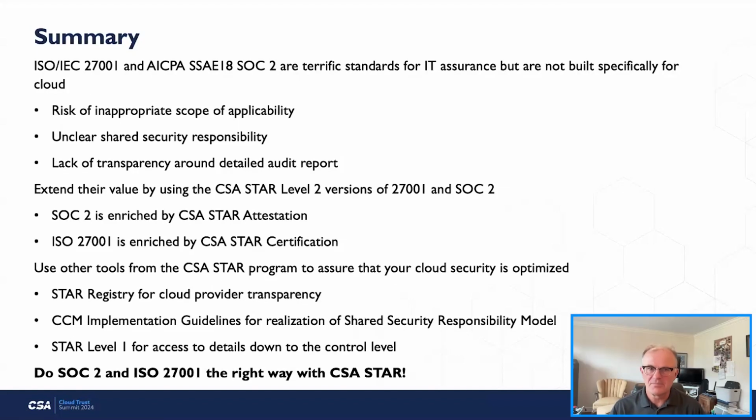So just to sum it up, 27001 and SOC 2, they're terrific. We love it. We could not have done what we've done without the AICPA and ISO having these conformance frameworks. However, you have this risk of inappropriate scope of applicability. The shared security responsibility can be unclear, and we lack that transparency. STAR level 2 is the answer to all of that.